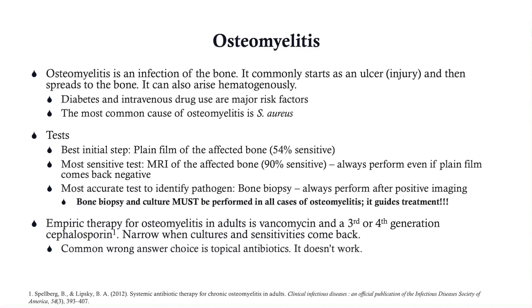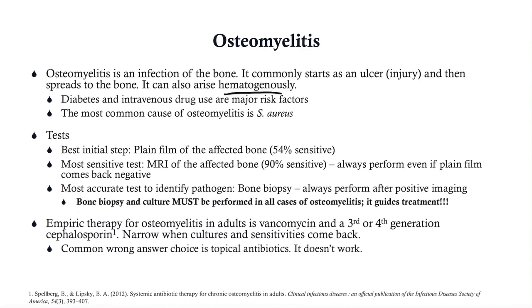So osteomyelitis is an infection of the bone. It commonly starts out as an ulcer, often due to an injury, and then it spreads to the bone. However, it can also arise hematogenously. So you have an infection in your bloodstream, and then it goes to the bone. That is how it commonly happens in IV drug users, whereas in diabetics, it tends to be a foot ulcer.